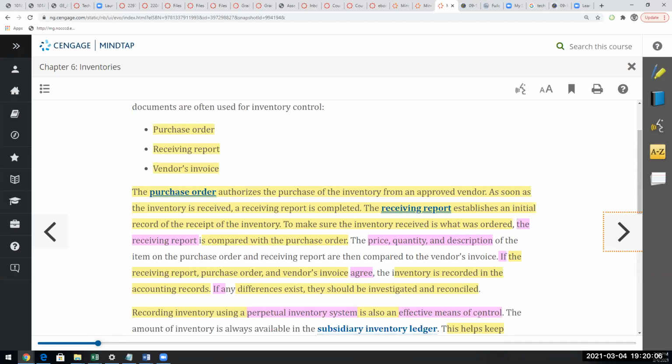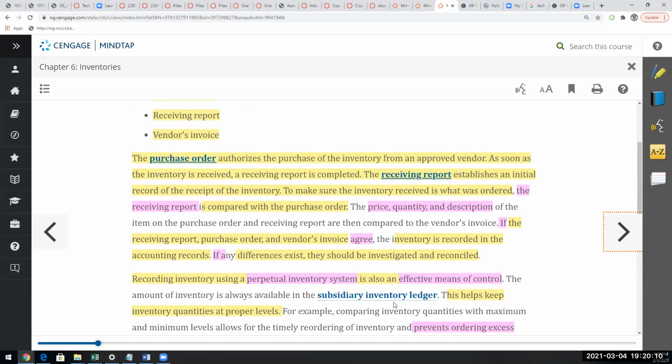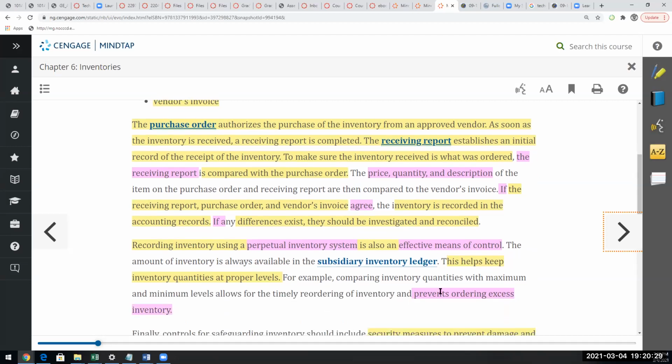So recording inventory using a perpetual inventory system is also a good means of control. Right? With perpetual, you have an idea of how many items you should have in your inventory. And we talked about having the subsidiary ledger, so you know how many tires are left at Costco or batteries or whatever else they have. And this helps keep the inventory quantities at proper levels. Again, you don't want to have too much or too little. You want to have just the right amount. And we'll talk about that in chapter 7. Basically, just having the right amount keeps you from ordering too much inventory because it's bad.